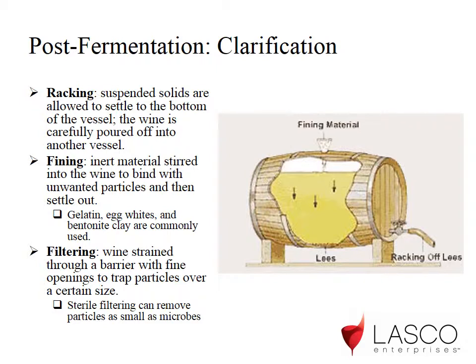Filtering traps particles over a certain size as the wine is strained through a barrier with fine openings. Various size filters can be used depending on the size of the particles to be removed. Sterile filtration can remove particles as small as microbes, which could cause spoilage, but some believe there is the risk of removing flavor molecules as well.